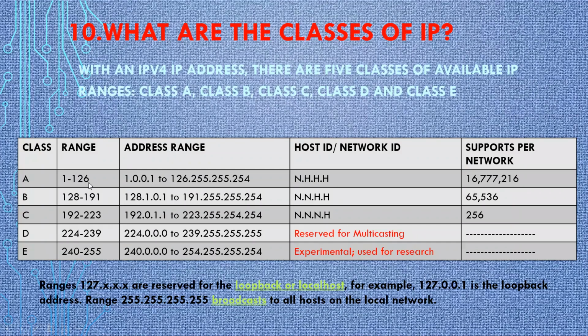But you'll be wondering why the 127 range is missing. The range 127.x.x.x, for example 127.0.0.0 and onward, is reserved for loopback or local cast. For example, 127.0.0.1 is a loopback address. 255.255.255.255 broadcasts to all hosts on a local network. That should be kept in mind.